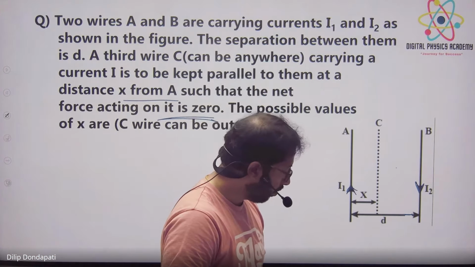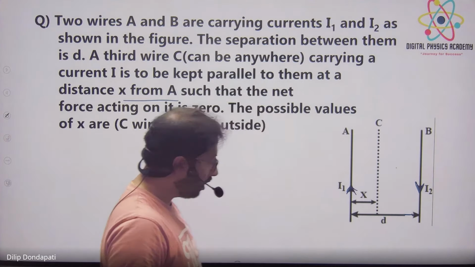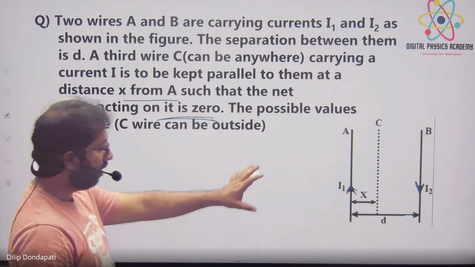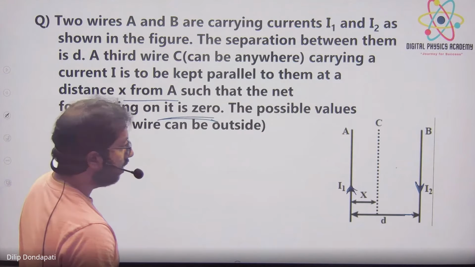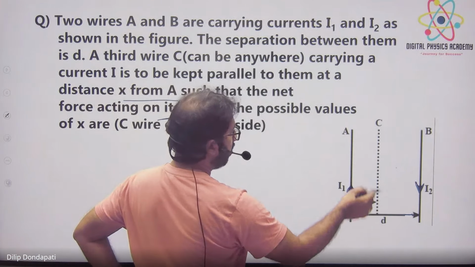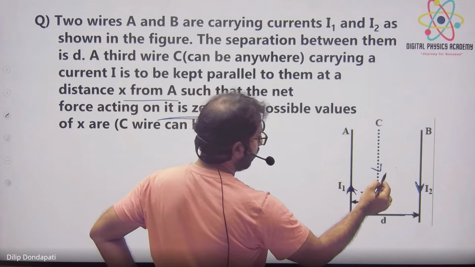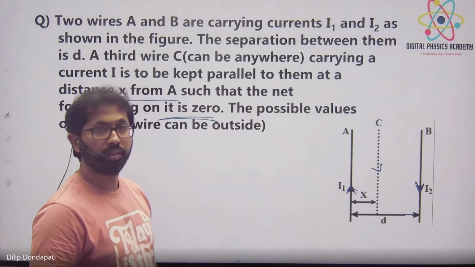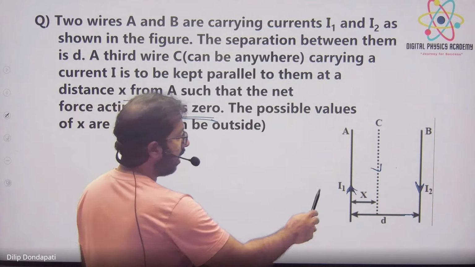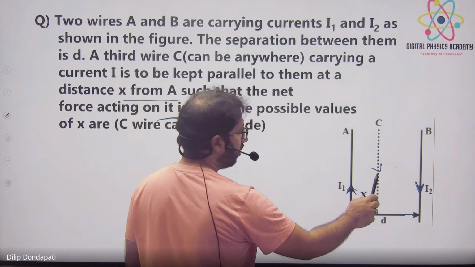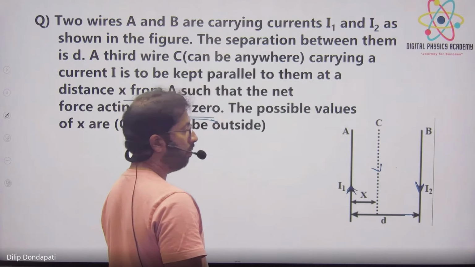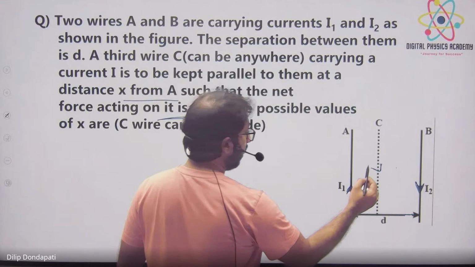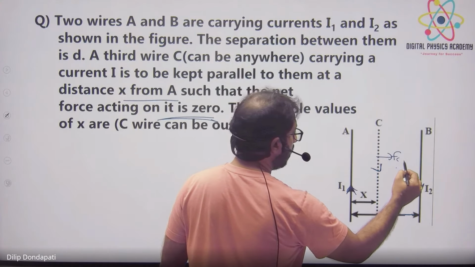Tell me in which position the net force will be 0. Suppose the current in the third wire goes like this. Fix a direction. Now tell me, what happens with anti-parallel currents? Attract or repel? Anti-parallel currents repel. So the force on C due to A is in this direction, if the wire is placed in between.